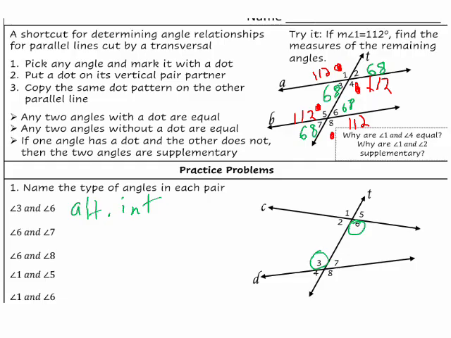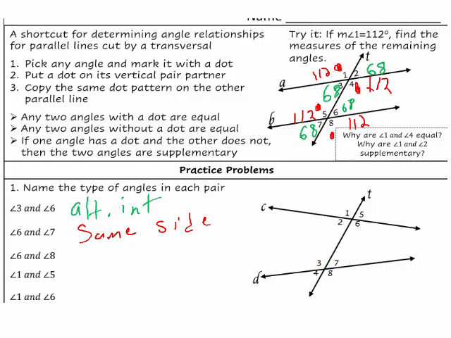Then 6 and 7. These are on the same side of the transversal, but they're still inside of these lines. So 6 and 7, because they're on the same side, we're going to call them same side angles or consecutive. You can say same side or consecutive. Either one works.